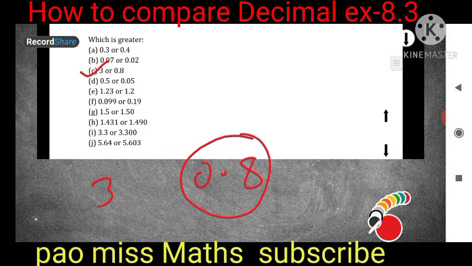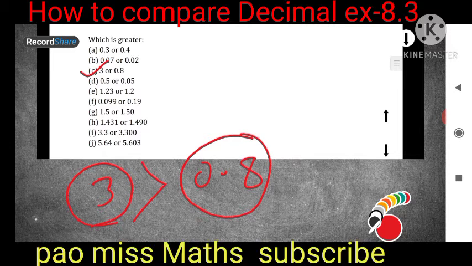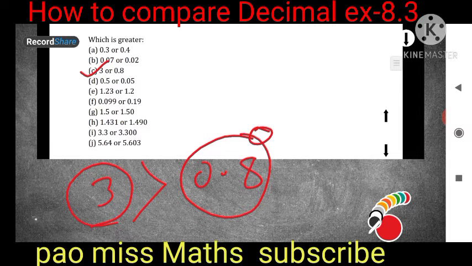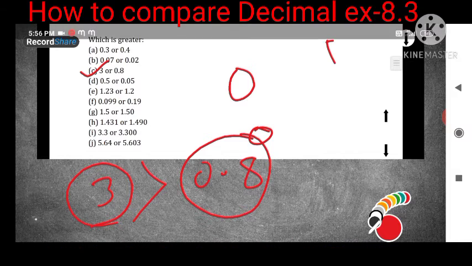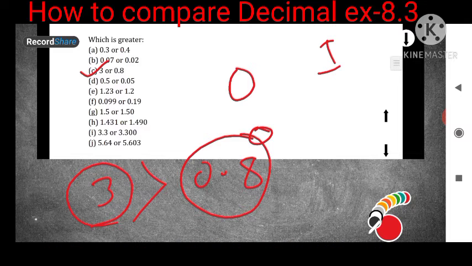Now the third one is given: 3 or 0.8. Now this number is in decimal and this is directly 3. So which is greater? Directly we can say 3. Without seeing the decimal, don't think that this is 8, so it will be greater. Okay, no, because 3 is greater than 0.8, because 0.8 is between 0 and 1, isn't it? But 3 is greater than 1 also and 0 also. That is why 3 will be greater than 0.8.